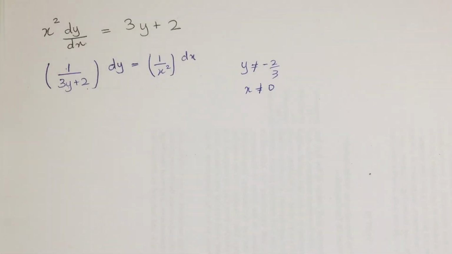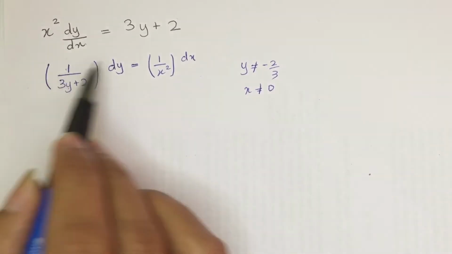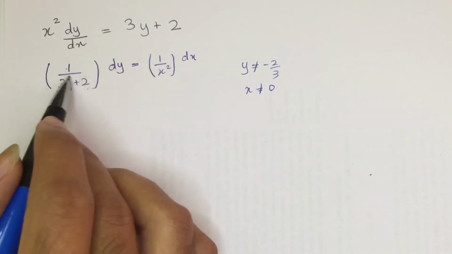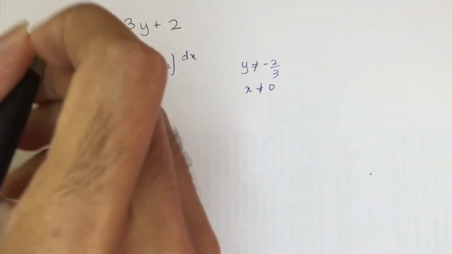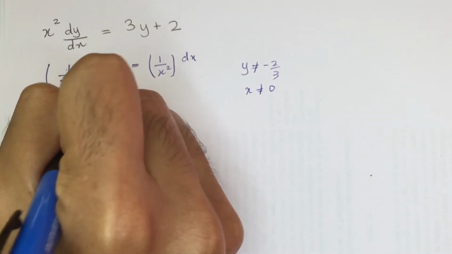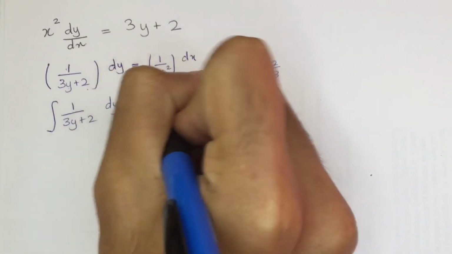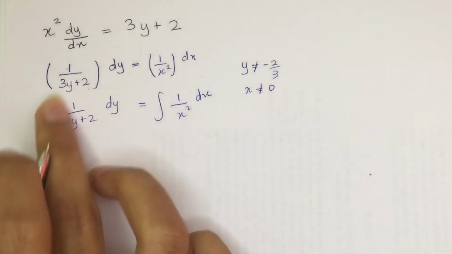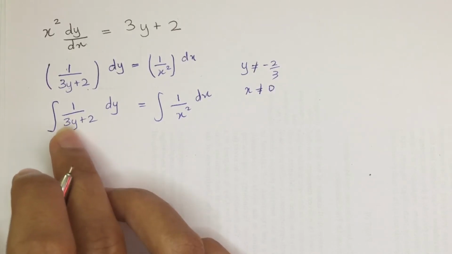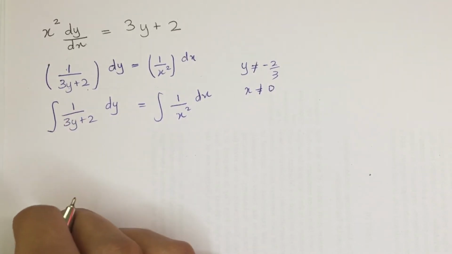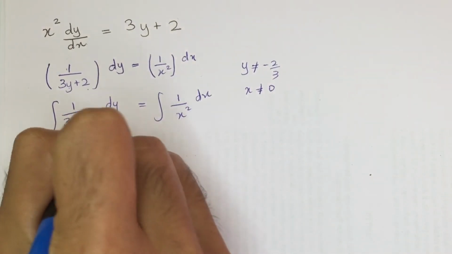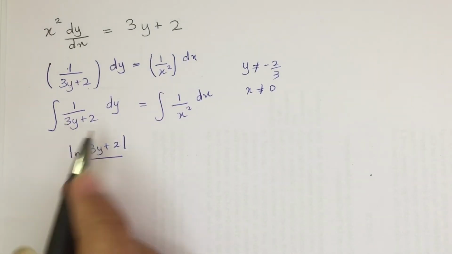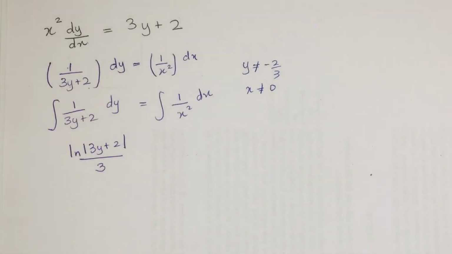Okay, now we have separated this. After that, we are going to integrate these two. When we are integrating this part, there is dy, so we are going to integrate this part with respect to dy. So the integral of 1 over 3y plus 2 dy is equal to the integral of 1 over x squared dx. How are we going to integrate this part? We know the exponent of this y is 1, so you can directly write it's going to be ln of 3y plus 2. After that, you need to divide it by the coefficient, which is 3. So now we have finished that.